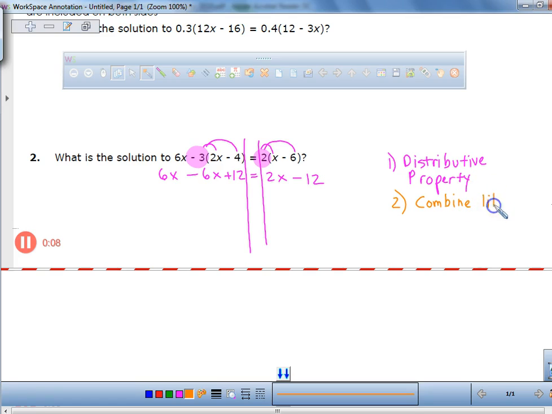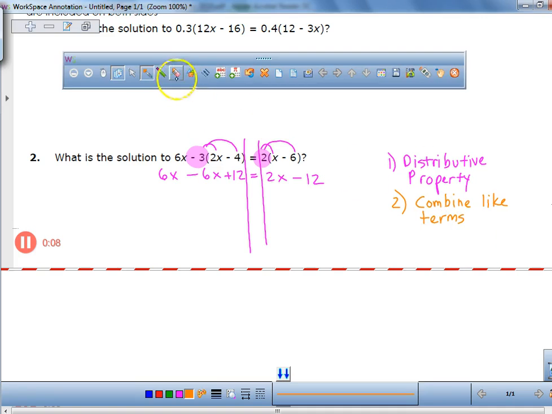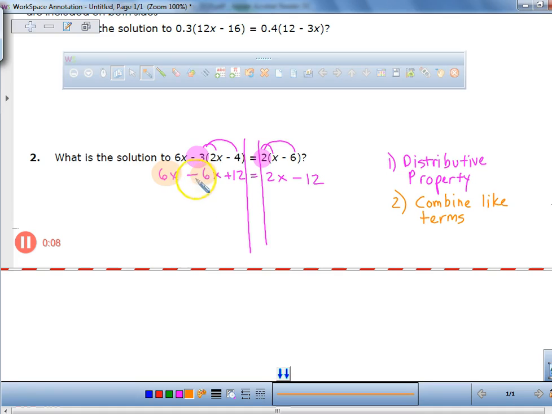You can only combine terms that are exactly alike. X's go with X's, numbers go with numbers. So, does anybody see any like terms? I got my highlighter. Anybody see any like terms on the left-hand side? 6x minus 6x. What does that get you? A whole lot of nothing. Yeah, 0. These are called additive inverses. So that cancels out to 0. So what do we have left on the left-hand side? That's it. Just a 12 equals 2x minus 12.